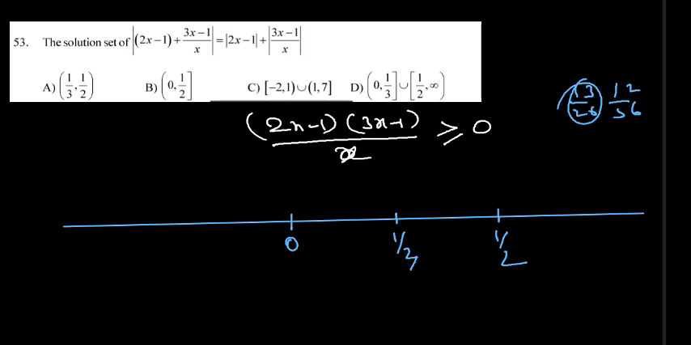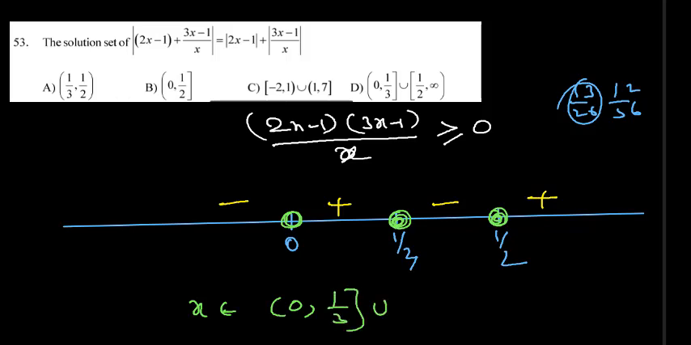Okay, sign scheme you get plus, minus. Here 1 by 2 will satisfy, 1 by 3 also satisfy, but 0, 1 satisfy. But you want plus symbols here, that's why I can say that x belongs to open 0 to closed 1 by 3, union closed 1 by 2 to infinity, open. I can say that this is the answer to the problem.